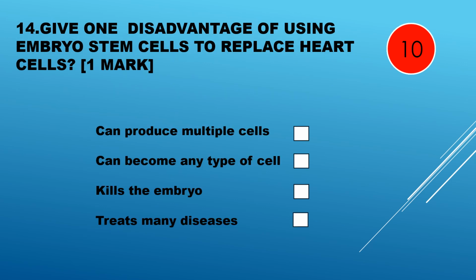Question 14. Give one disadvantage of using embryo stem cells to replace heart cells. Can produce multiple cells, can become any type of cell, kills the embryo, can treat many diseases. Using stem cells from an embryo will kill the embryo.